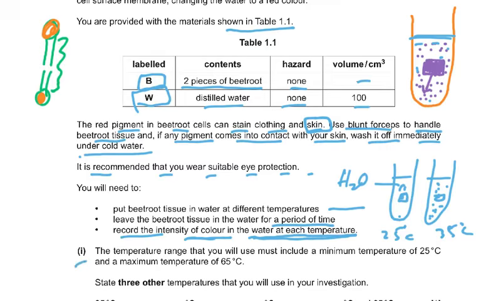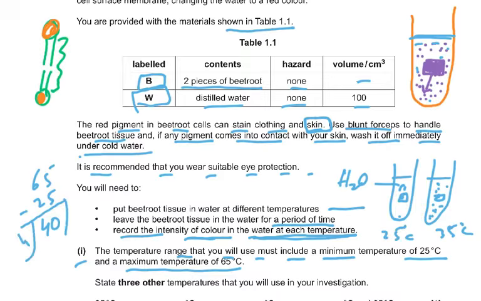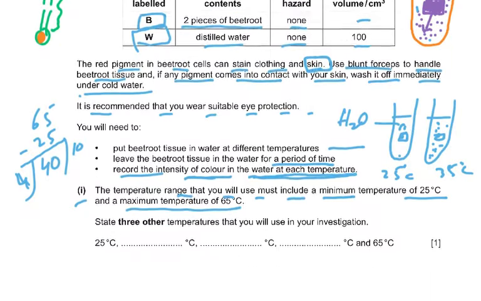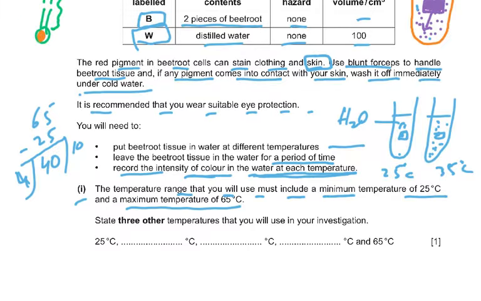Part 1 of the question: the temperature range that you will use must include a minimum temperature of 25 and a maximum of 65. So I always do it like this: 65 minus 25 is 40, so let's divide it by 4 and we get 10. State 3 other temperatures that you will use. So I would use 35 degrees Celsius, 45 degrees Celsius, and 55 degrees Celsius.